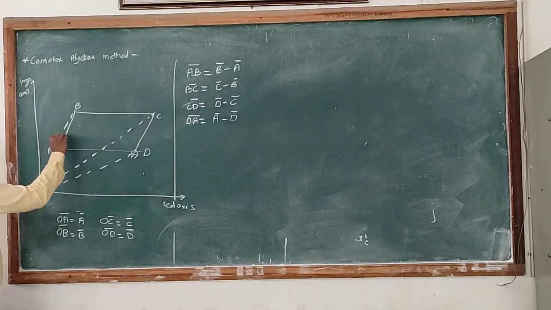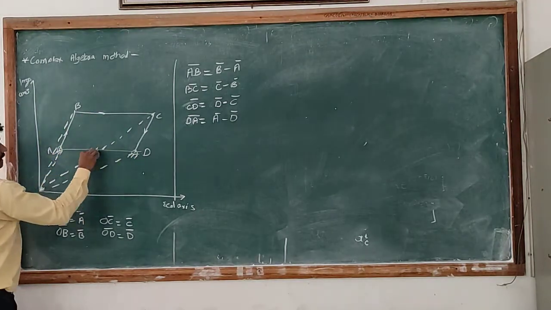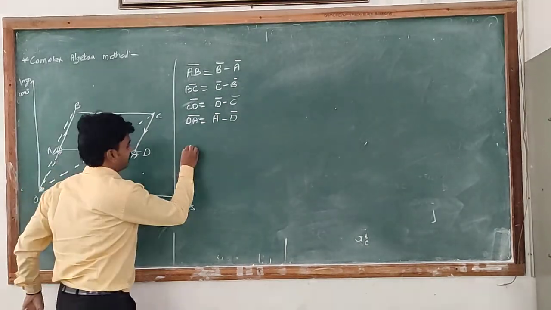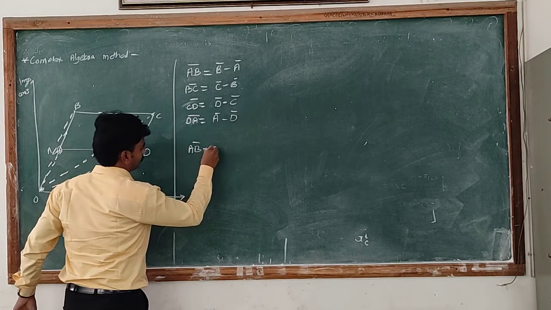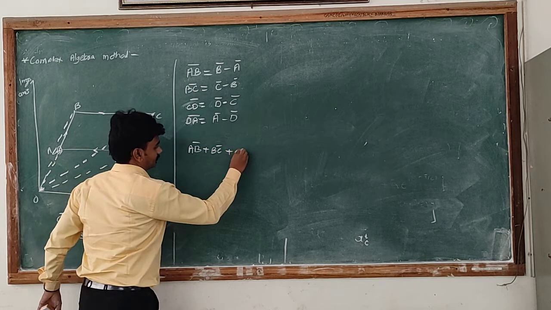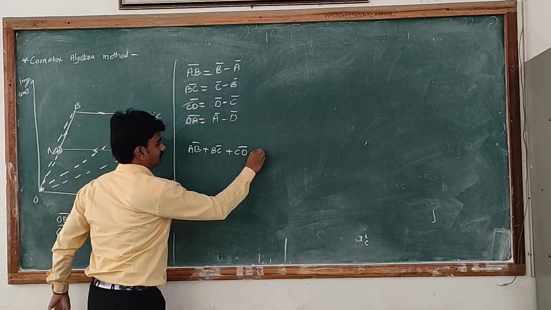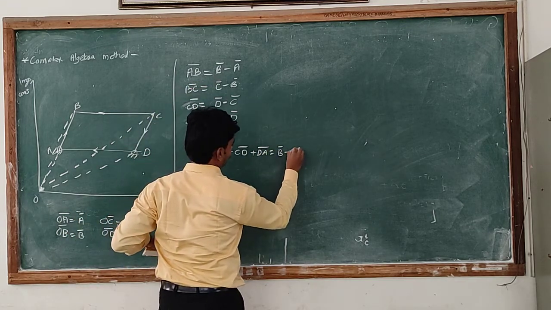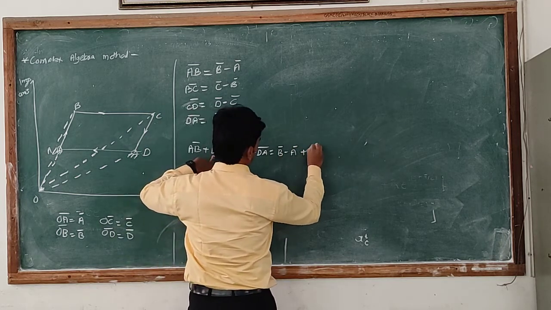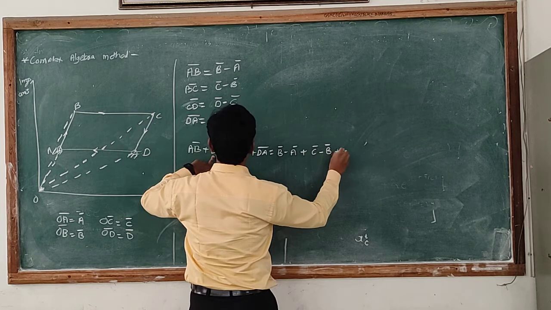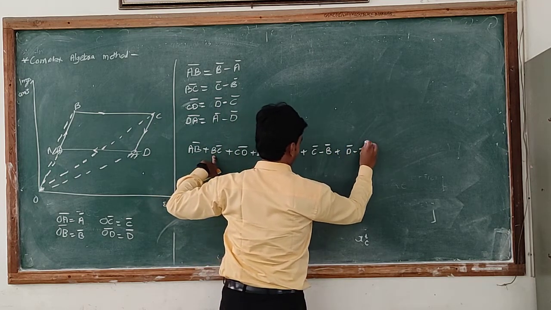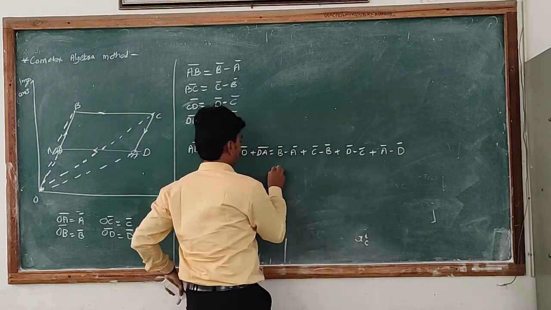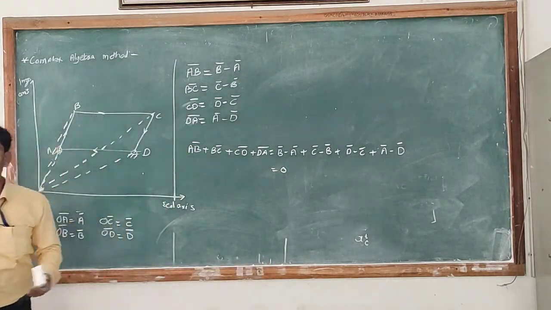The direction is like this, like this. So the summation of all these can be represented as AB bar plus BC bar plus CD bar plus DA bar, which is equal to B bar minus A bar plus C bar minus B bar plus D bar minus C bar plus A bar minus D bar, and it is equal to 0.